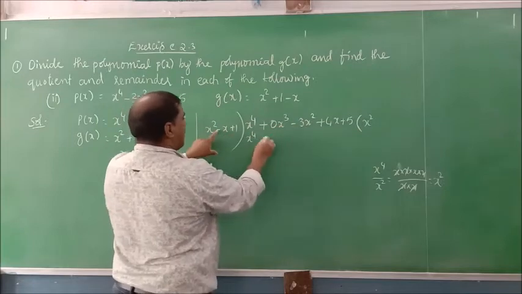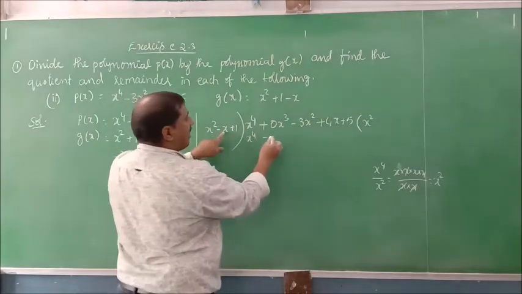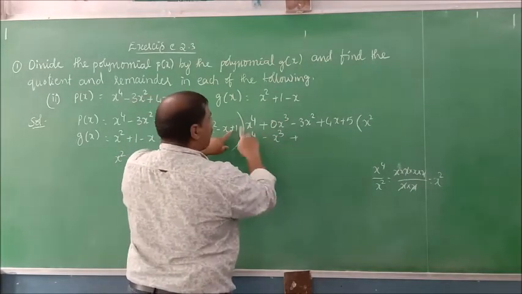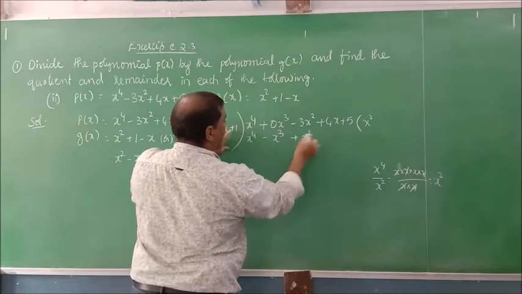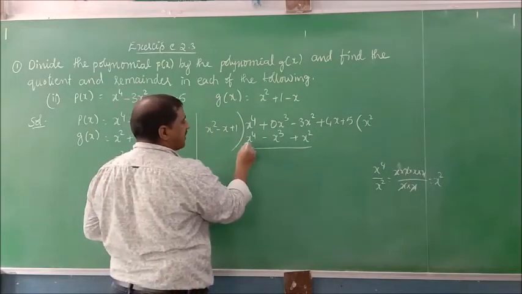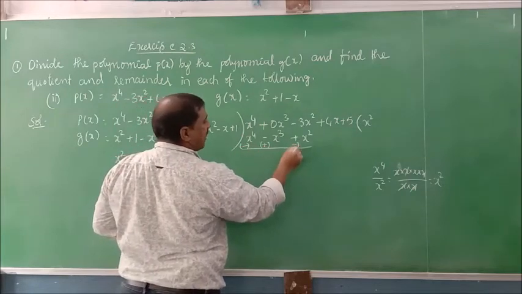Minus 2 plus minus 1 into 1 it is 1. X into x square it is x cube. Plus into plus, 1 into x square it is x square. Now we need to subtract. While you are subtracting, the plus sign will change to minus. Minus will be plus. Plus will be minus.